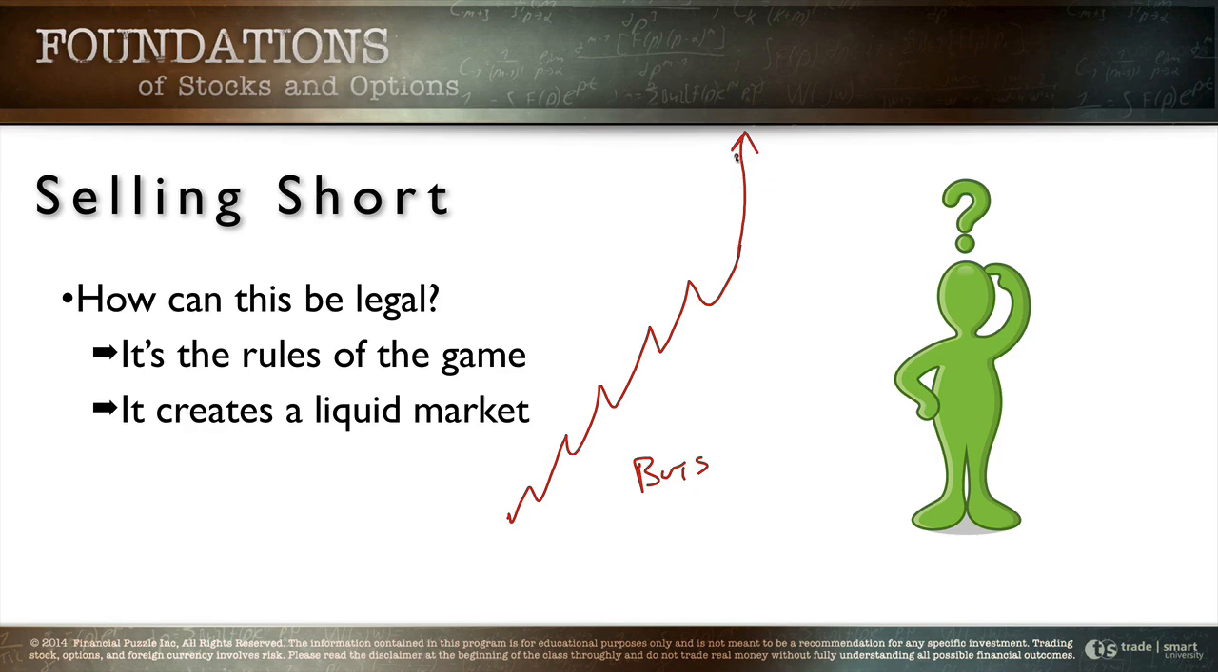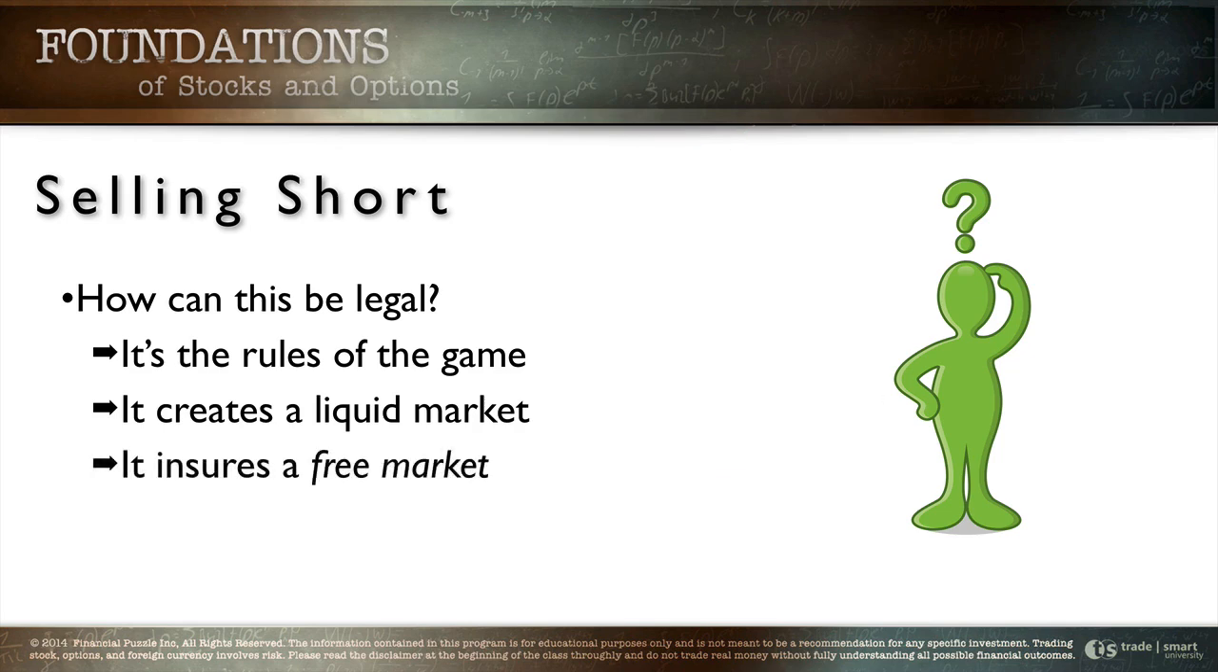So what happens with a short trade is whenever people are paying too much for a stock, someone can come up here and say, yeah, I'm going to short this thing. I'm going to provide liquidity. I'm bringing shares in here so that somebody else can buy them, and that also helps suppress the price. It keeps the free market a free market. It ensures a free market.